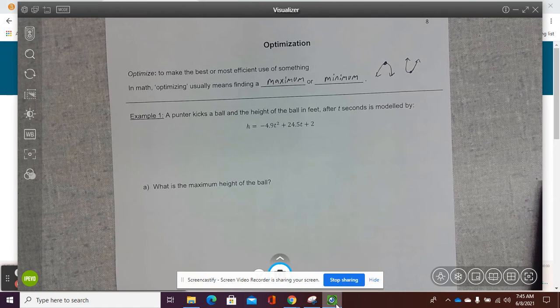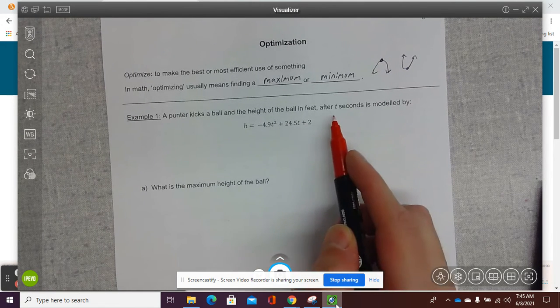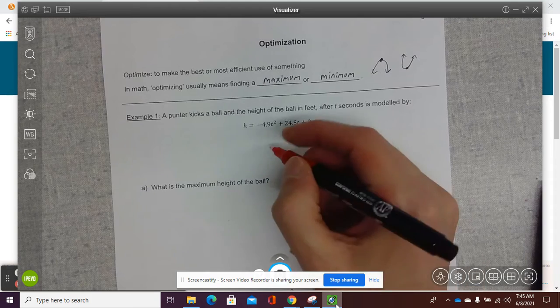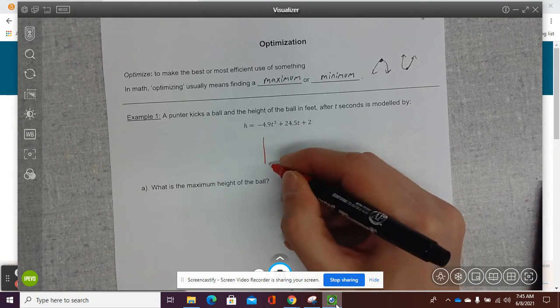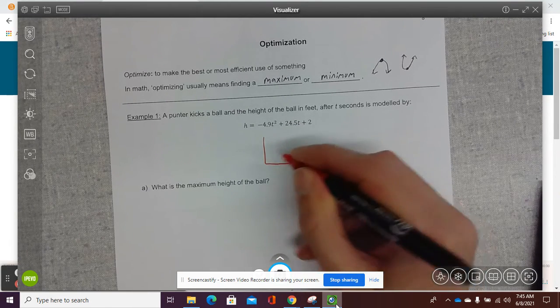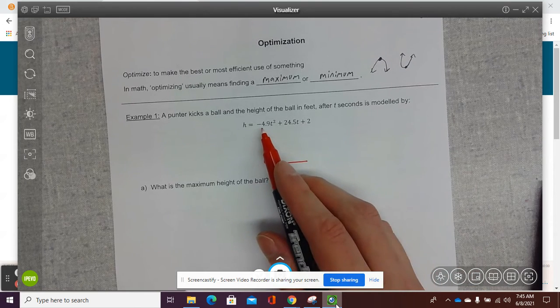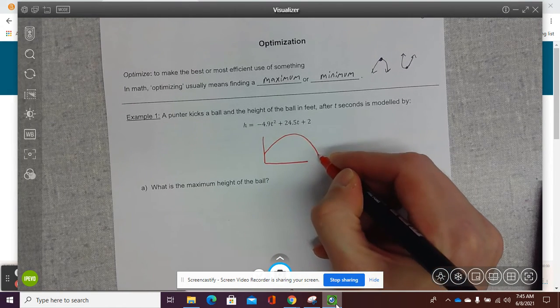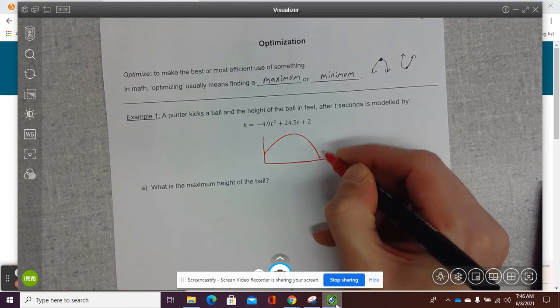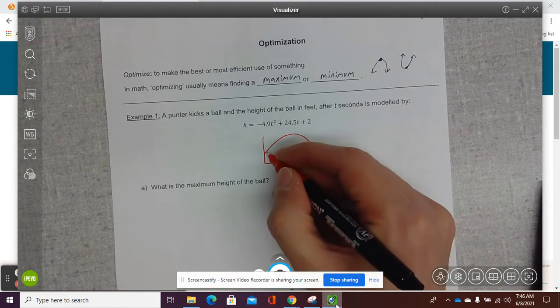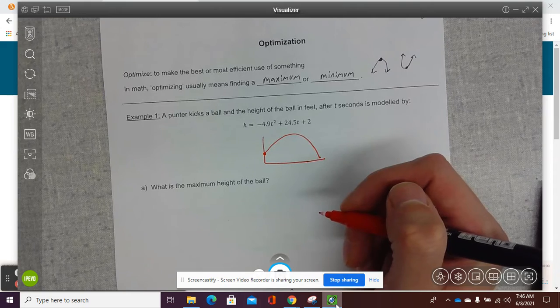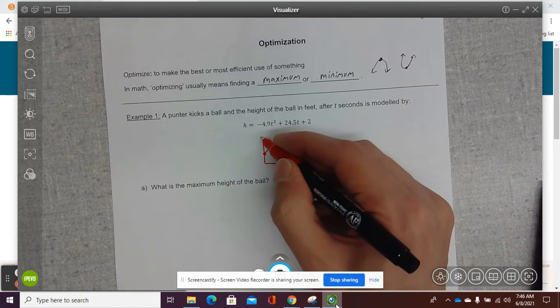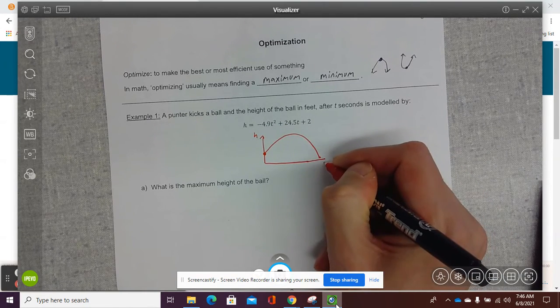A punter is kicking the ball, and the height of the ball in feet after t seconds follows this route. We've seen similar equations before. This is in standard form. We know it opens down, which makes sense. If you kick a ball, it's going to start up and then eventually come back down. That's gravity. And the c value in standard form also tells us our initial value, or our starting point from where the punter kicks the ball. So we have height and time.